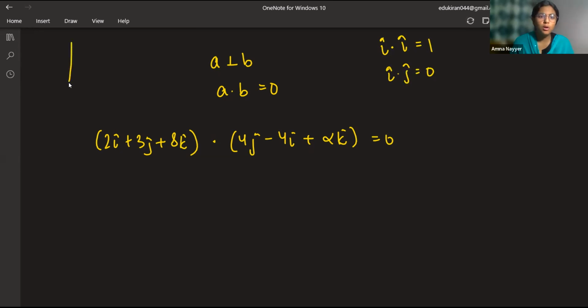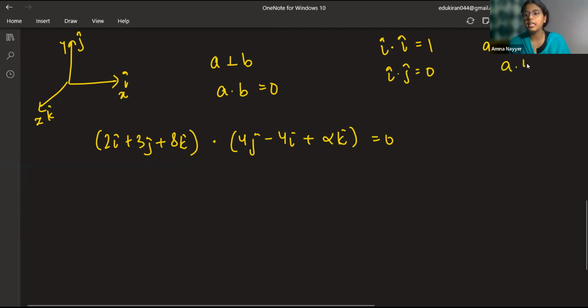Why? Because of all the three axes, this is i cap, which is along the X axis. This is j cap along the Y axis. This is k cap along the Z axis. When we write i dot i, that is parallel. When your A is parallel to B, i dot i, j dot j, all the parallel quantities within the same axis, that will be 1. Because i dot i is 1, j dot j is 1, right? k cap dot k cap is 1. This is what it is meaning here.